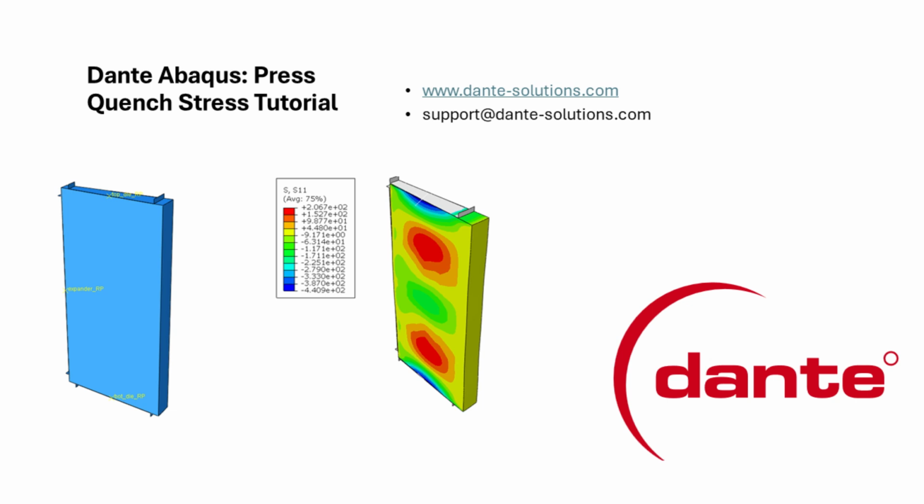Hello, welcome to the second part of the DANTE Press Quench model series. In this video, I will be showing you how to build a press quench model by creating the die geometries and applying contact interactions between the ring slice and the dies. At the end of this video, we can go through some of the results and see the effects that the die has on the stress and deformation of the part.